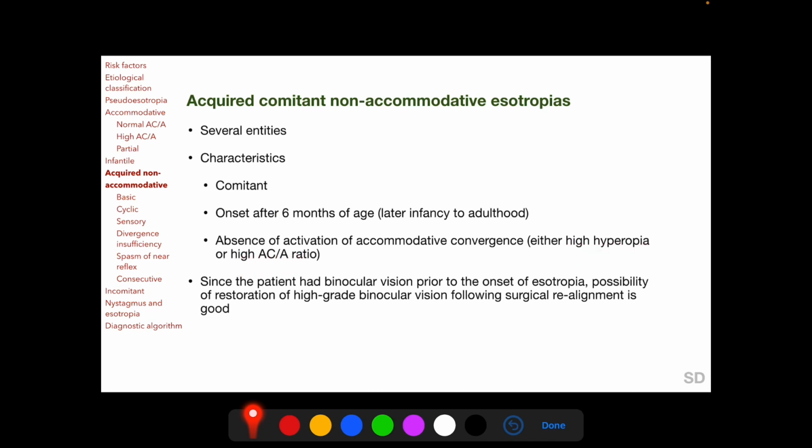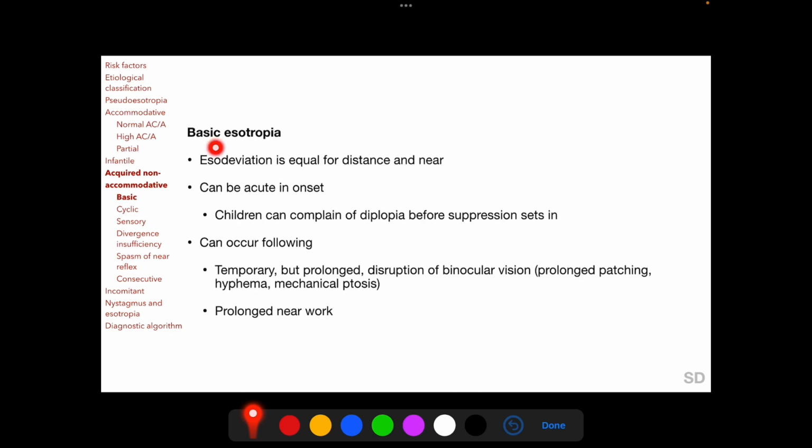Since in an acquired esotropia, the patient had binocular vision prior to the onset of esotropia, the possibility of restoration of high-grade binocular vision following surgical realignment of the eyes is good. In basic esotropia, the esodeviation is similar for distance and near fixation.